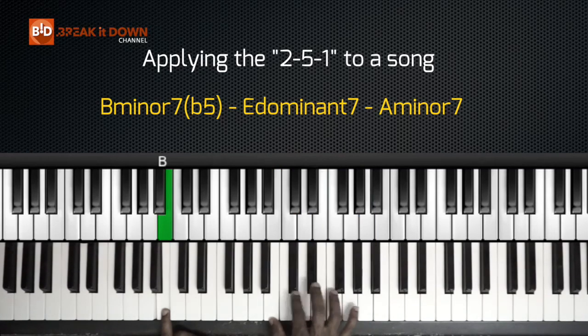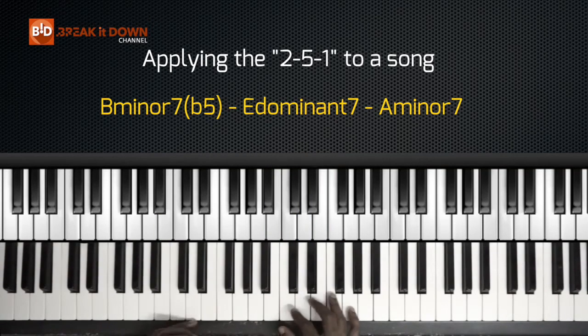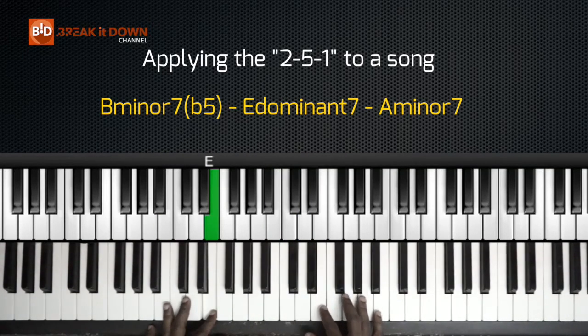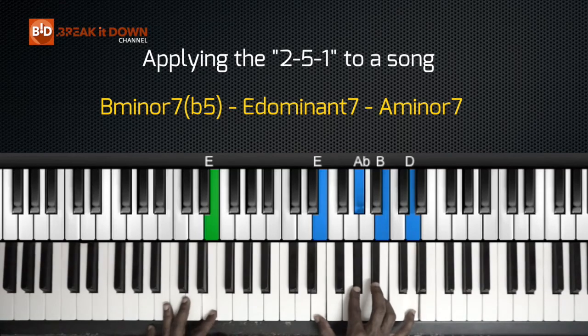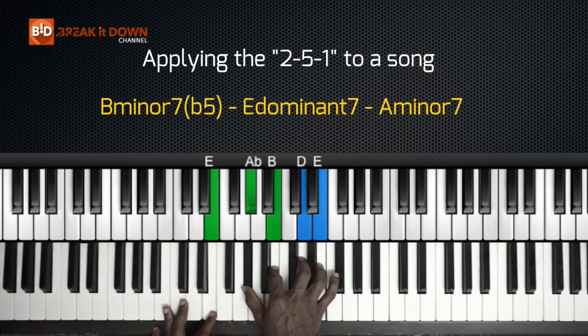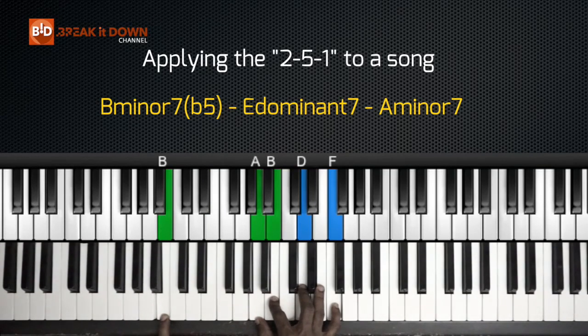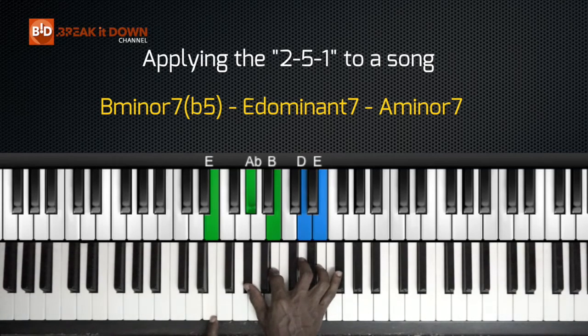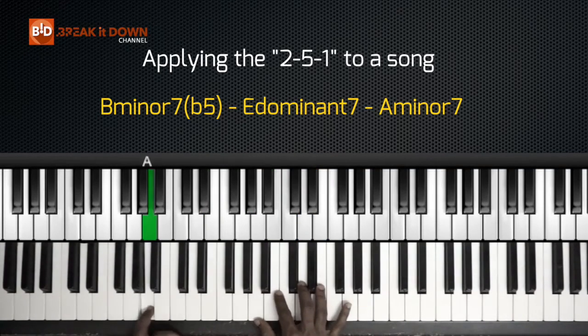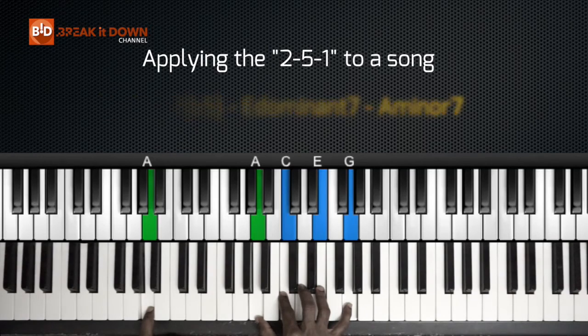I'm going to invert that. Inversions are very important. Let's move on to our 5. We have E. We're going to play an E dominant 7. I'm inverting it. So our first chord, a B half diminished, and an E dominant 7. And finally, our A minor 7. Let's apply it now.